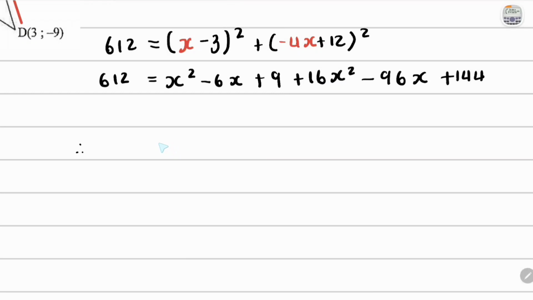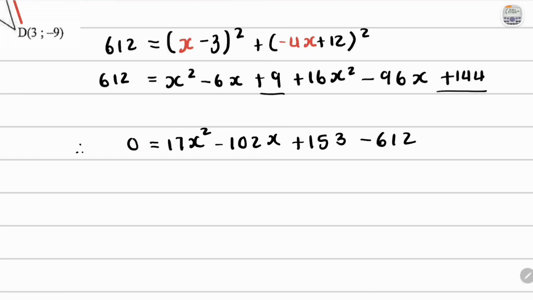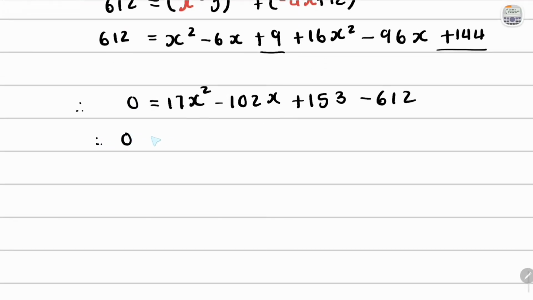We have 17x squared, so 17x squared, and we'll just take that over already. And then these two subtract. So that's going to be -102, -102x, and then these two added together give you 153. But remember that 612 comes over, so giving you -612. So we can just rewrite here. Therefore, 0 is equal to 17x squared minus 102x.